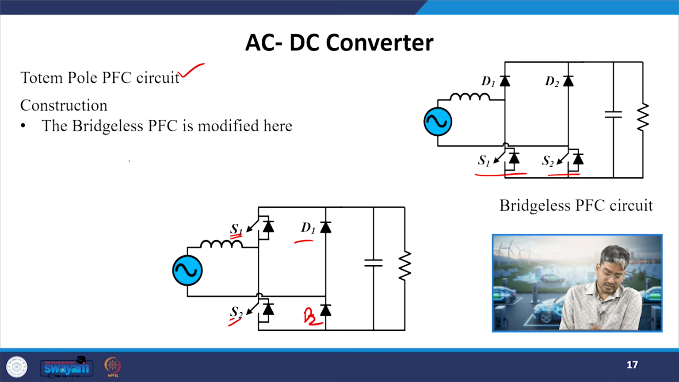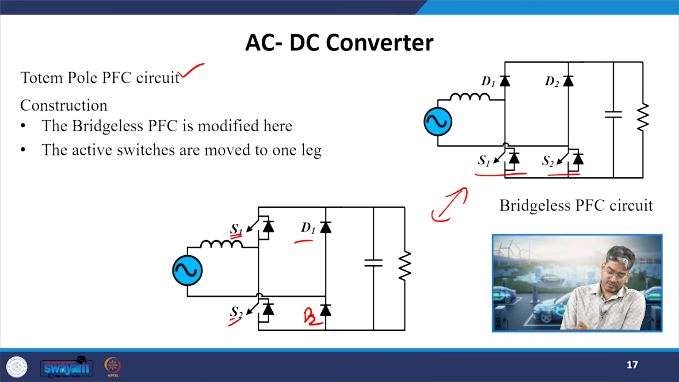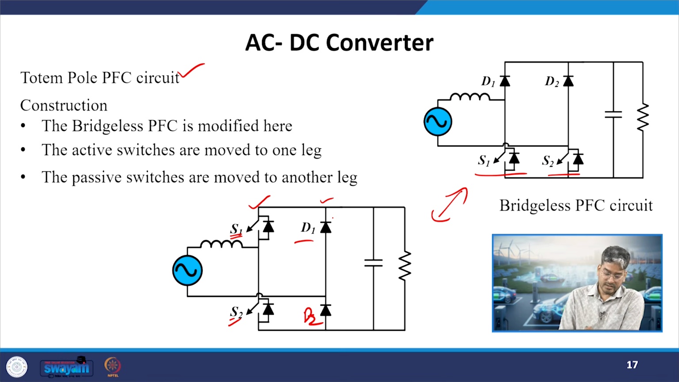Construction of this one. So, if you see the device count, everything is same, just the arrangement has been changed compared to your bridgeless PFC. The active switches are now moved on one leg, so that will be operated at high frequency, the other leg will be operated at line frequency. Okay, so we will see that. The passive switches or the diodes are moved into the another leg, which will be operated at low frequency. This switch can be MOSFET or IGBT as per the power rating of the application.